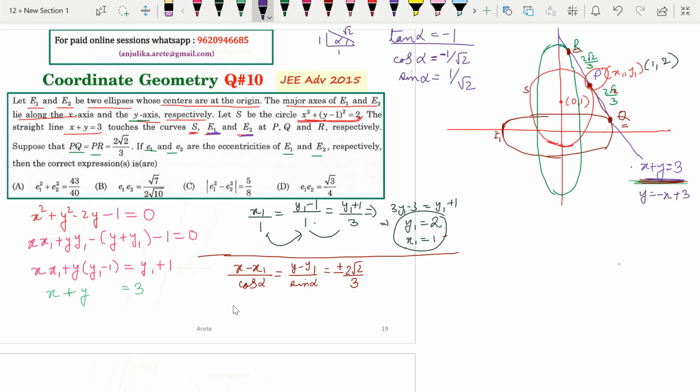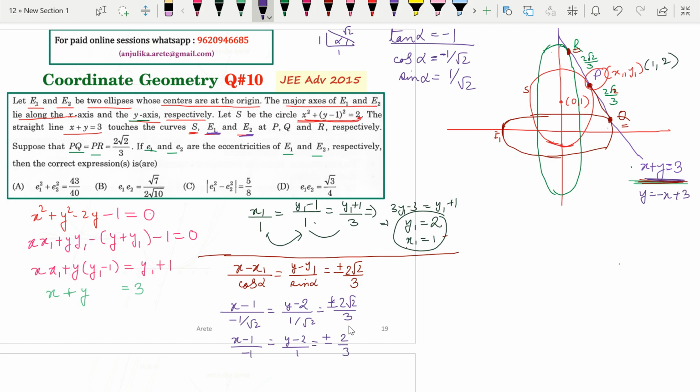Now let's go ahead and write the values. X1 is 1. Cos alpha we just said is minus 1 by root 2. Y minus the y coordinate of P, and then this is 1 by root 2. This is plus or minus 2 root 2 by 3. We have to solve this. Maybe I can divide by root 2 throughout. Let's do that. I'm getting x minus 1 upon minus 1 is equal to y minus 2 upon 1 is equal to 2 by 3.